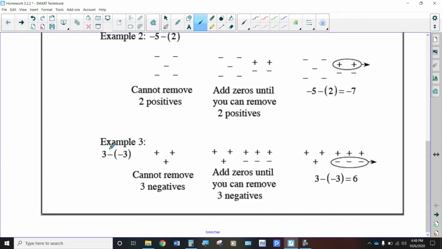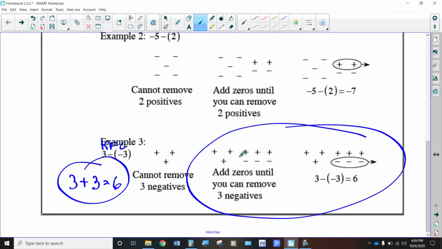+6. That seems confusing. So let's use KFC instead. Keep 3 as it is. Flip that to its opposite sign, so change it from a minus to an addition sign, and then change the -3 to its opposite, which is +3, and you get 6 for an answer, and that seems a lot easier than working through this process. Although it's good for you to understand this process and see why we get the answer that we get, just using KFC and manipulating these expressions makes your job a lot easier.